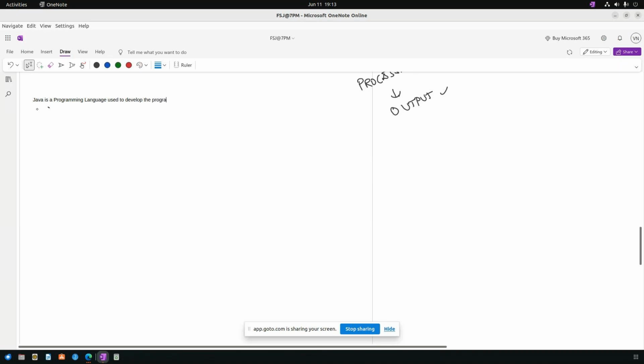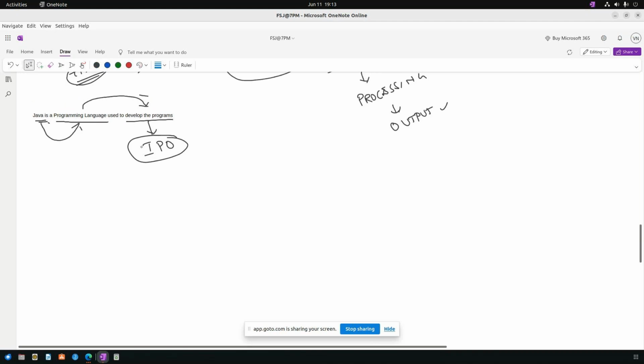What I am trying to tell you here is that Java is a programming language which is used for developing the program. So what I'm doing here is developing the program with the help of a programming language called Java. Developing the program means again IPO only. IPO means input, processing, and the output. So the basic idea of a Java program here is that Java is a programming language which is used to develop the program.